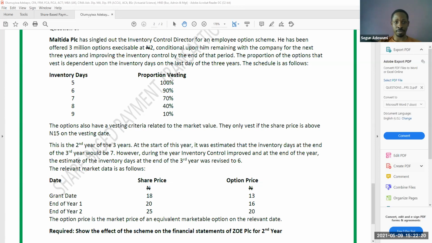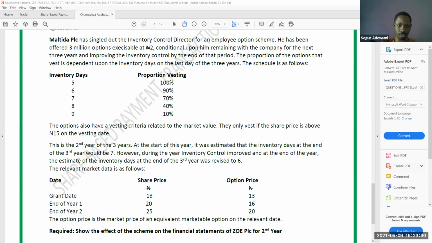The employee is the inventory control director, and he was granted 3 million options exercisable at 2 naira at the vesting date. We see that this is an equity settled share-based scheme. It has both the service condition and the performance condition. In this performance condition, there are 2 levels of performance to be satisfied before he can enjoy this scheme. The first is the market condition, which says that the share price must be above 15 naira on the vesting date. The second is a non-market condition, which requires that inventory control should improve.